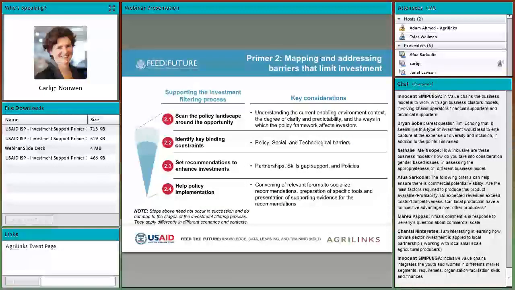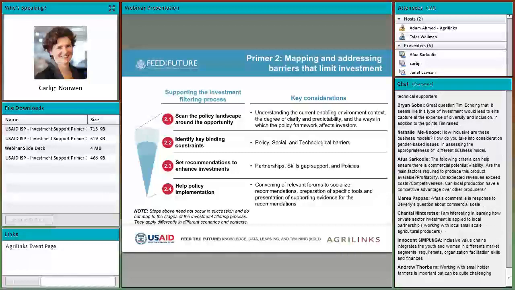So this process happens sort of parallel to the previous one. Once you have identified a sector, or a product, in that process of identifying business models, as we saw two pages back, in step 1.3, you also start looking at the policy constraints. So here you see four steps which follow a really logical flow, scanning the policy landscape around the opportunity. So looking at the policy from the lens of the product or service that you have identified, identifying key binding constraints. And it's again the same sort of self-censoring almost as we had in the previous primer.